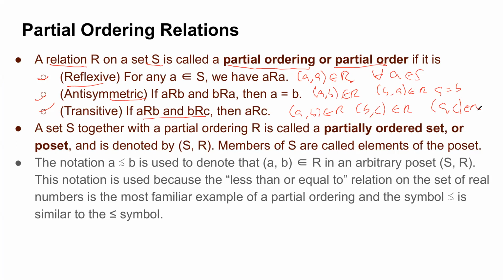So if there's a relation which is reflexive, anti-symmetric, and transitive, it is known as a partial ordering or partial order. The set on which this relation is defined, together with this partial ordering, is known as a partially ordered set or poset. Posets are extremely important in computer science. So what is a poset? A poset is the combination of the set together with its partial ordering relation.